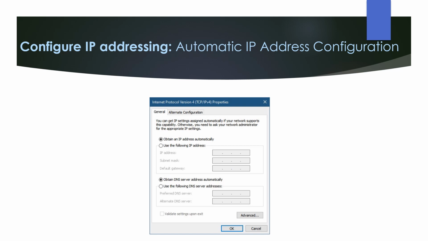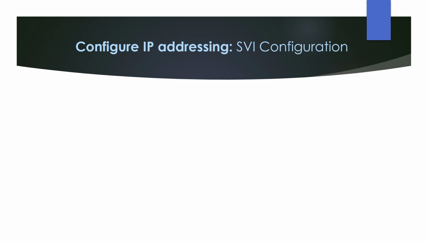So that was about the end devices, but what will happen and how do we configure an IP address to the switch virtual interface, called the SVI? To access the switch remotely, we need an IP address and a subnet mask that need to be configured on the switch virtual interface. To configure a switch virtual interface on a switch, you have to use the interface VLAN global configuration command.